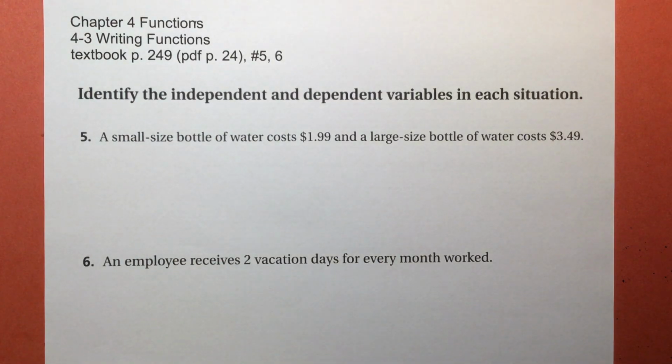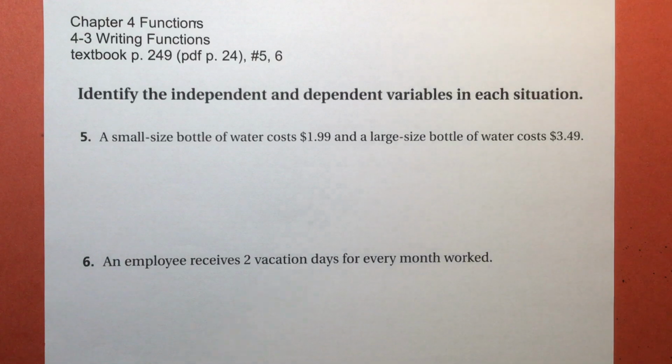I'm doing the guided practice problems on page 249. The PDF just for Chapter 4, that's on page 24. And I'm going to do problems 5 and 6. More practice with independent and dependent variables. Please be aware that these problems are only asking you to identify the independent and dependent variables. They're not asking you to come up with an equation, so make sure that you read the directions for that. That will be the next examples in the next video.